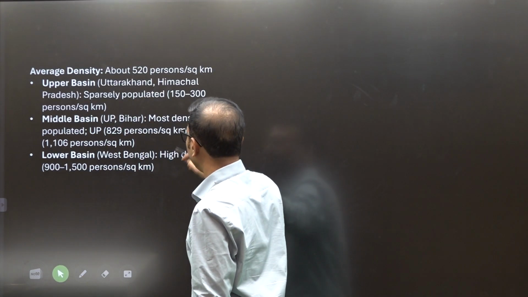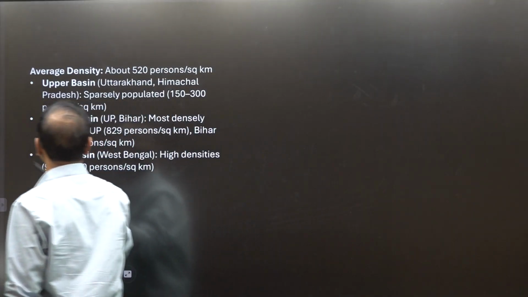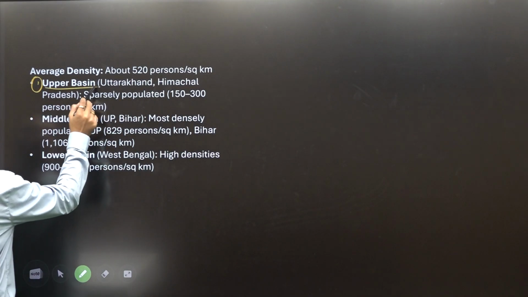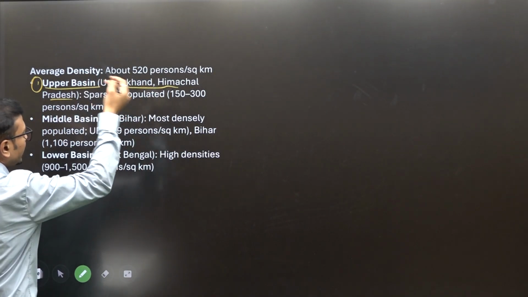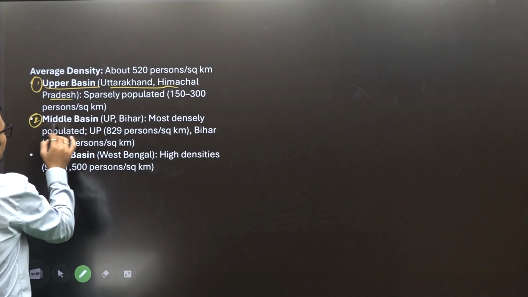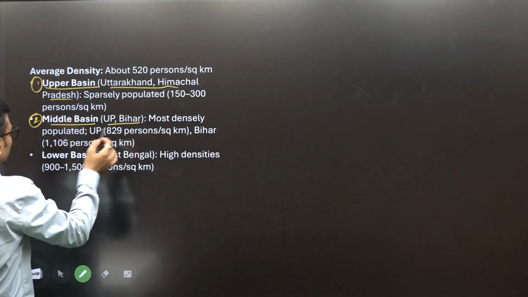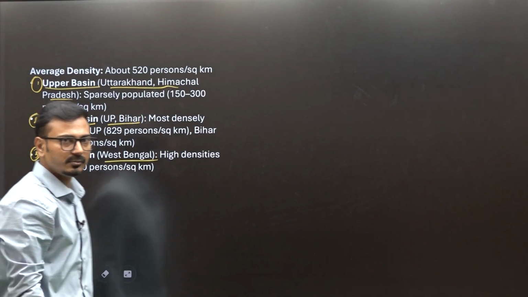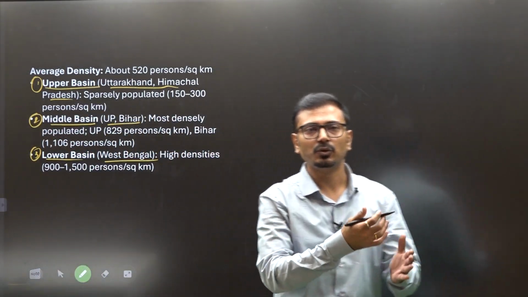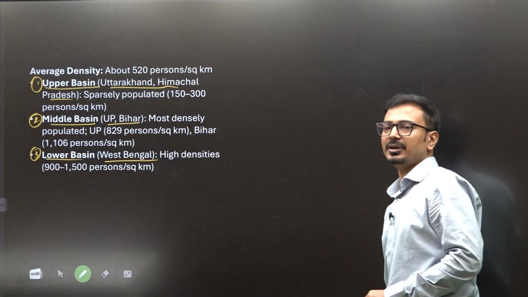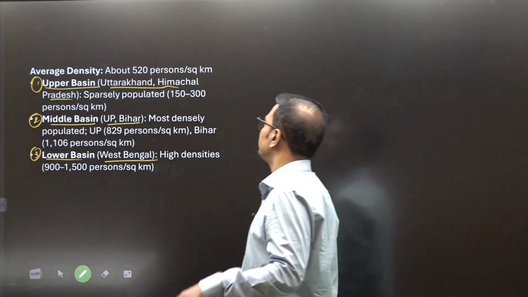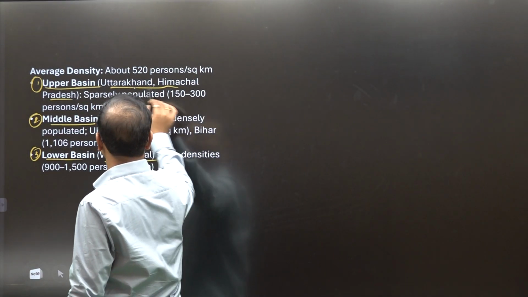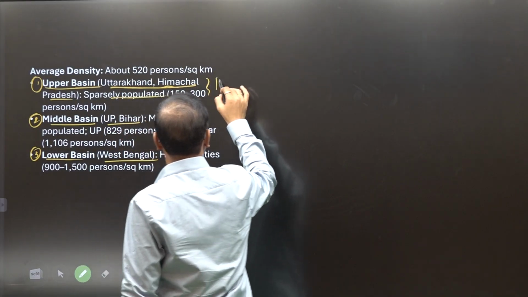So how can we divide the Ganga river basin? We can generally divide it into three parts. One, the upper basin in Uttarakhand, Himachal, hilly areas we can say. Second, the middle basin in UP and Bihar. And third, the lower basin in West Bengal. You can see that the population density goes on increasing. And the distribution, you can see, is sparse in the upper basin in the mountainous region.